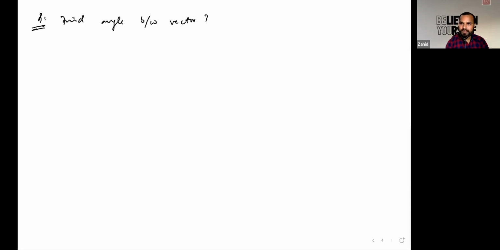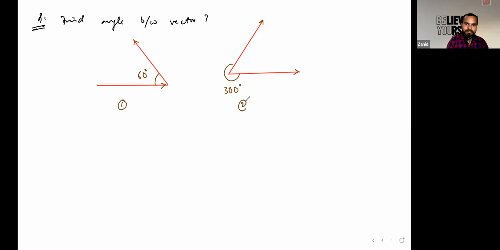Try to find angle between any two vector. I'm giving you some. Let's say first vector is this. Try to find angle between two vectors.